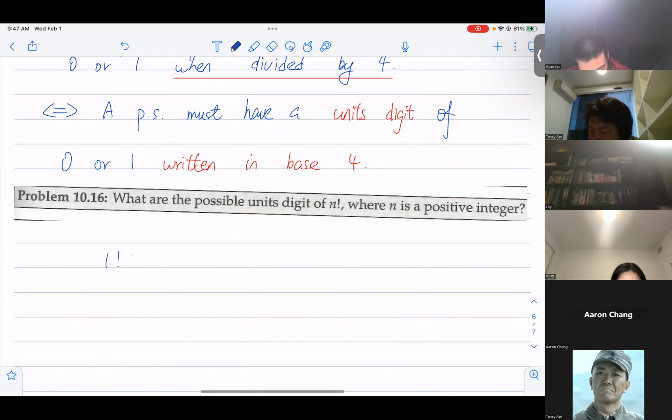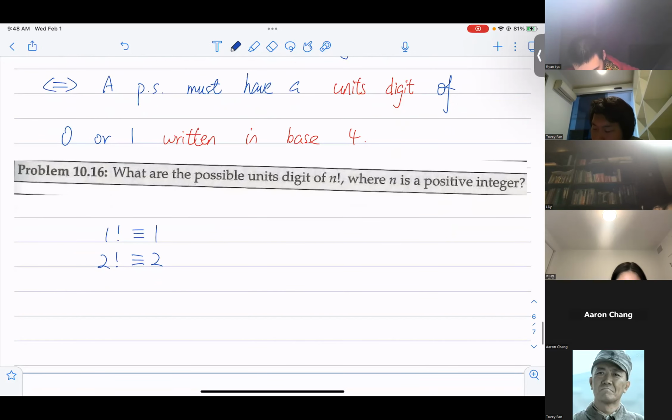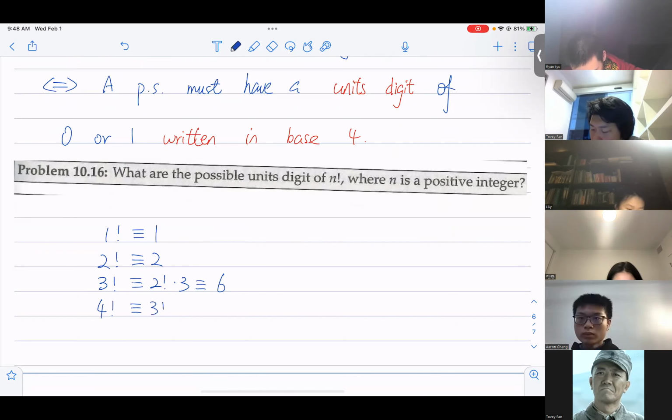1 factorial has a unit digit of 1. 2 factorial is 1 times 2, so 2, right? 3 factorial, 2 times 3, 6. Okay, if you want, you can write down 2 factorial times 3, so 6. 4 factorial is congruent to 3 factorial times 4. 3 factorial has a unit digit of 6, right? So it's congruent to 6 times 4. And eventually it's 24, so 4.